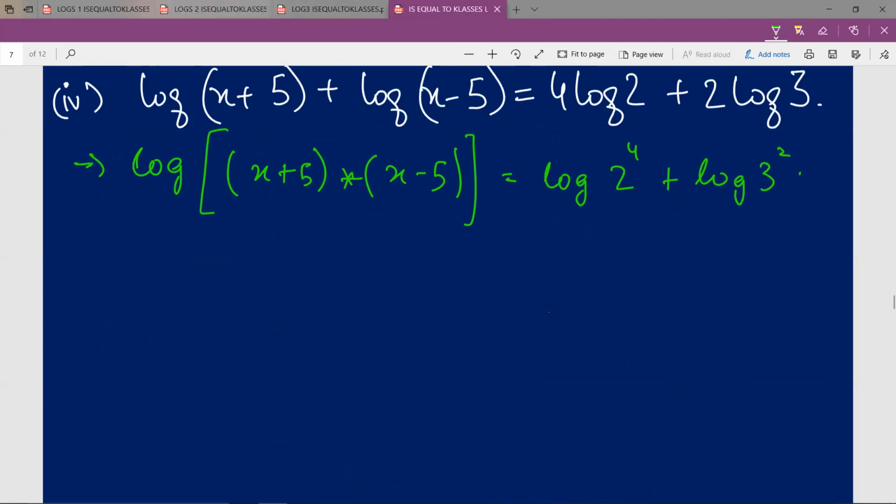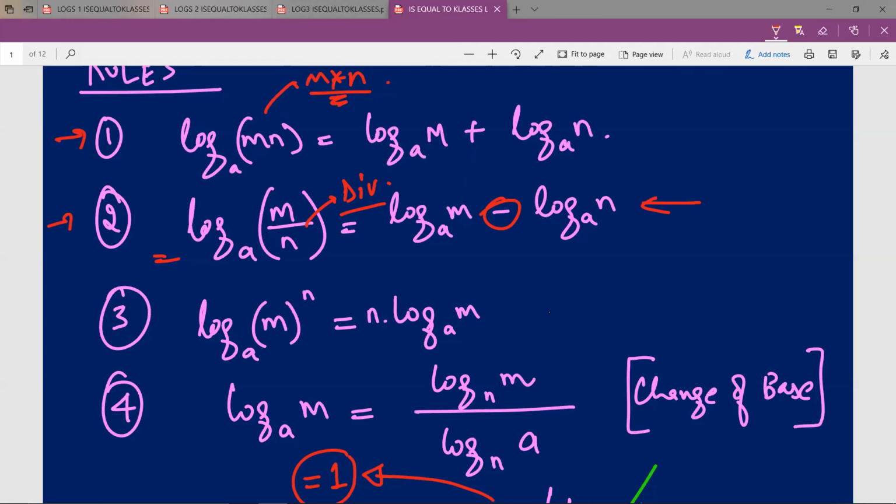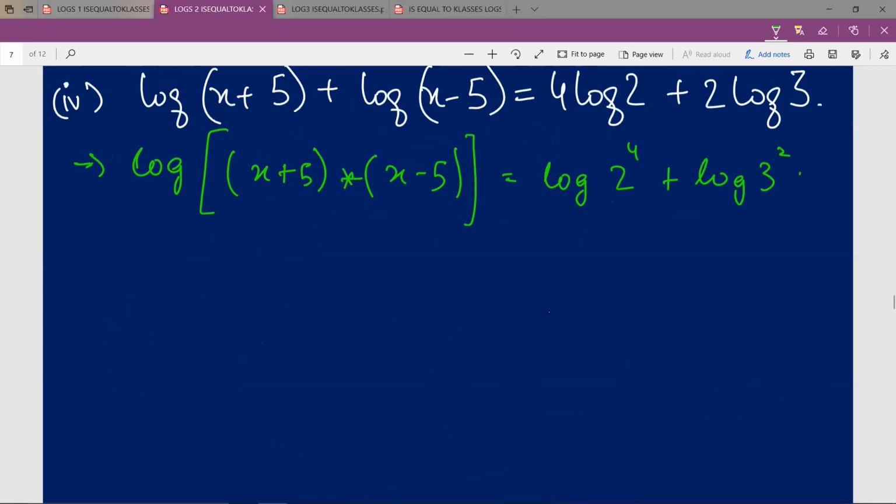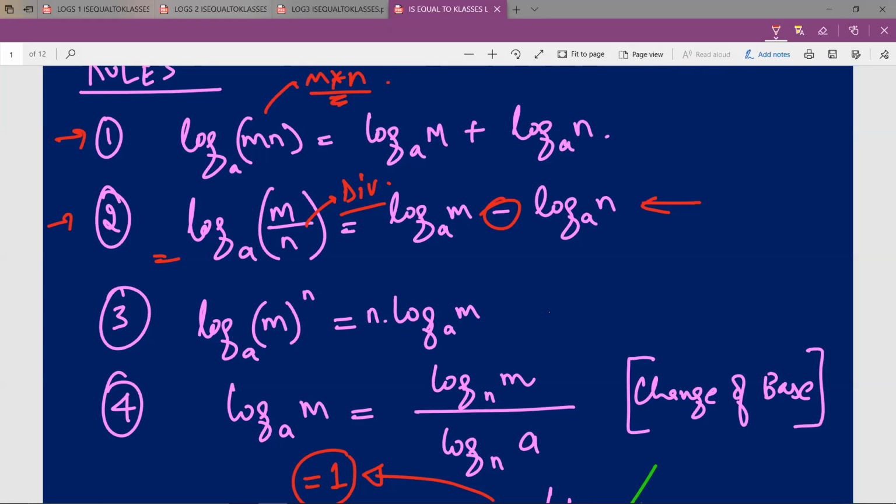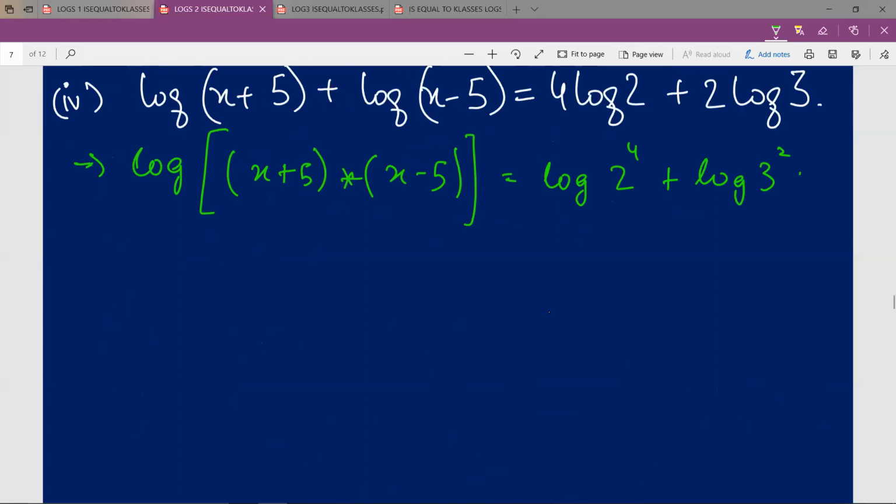Why? Because there is a law in the logarithmic chapter. I would advise you to note these or take a screenshot of these laws. In the third law, log of m to the power n to the base a can be written as n into log of m to the base a. If this does not make sense, it's okay. I'll take an example. Here, 4 log 2 can be written as log of 2 raised to the power 4. I need you to remember that law, which is log of m to the power n to the base a can be written as n into log of m to the base a. Similarly, 2 log 3 can be written as log of 3 square according to the third law. So we have taken the third law and applied it in this part of the question.